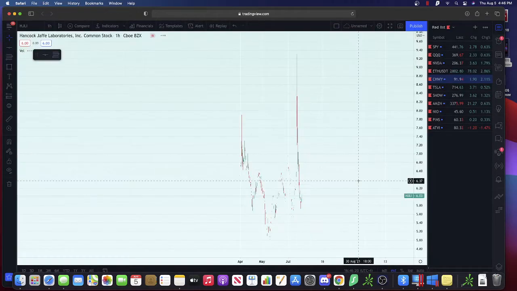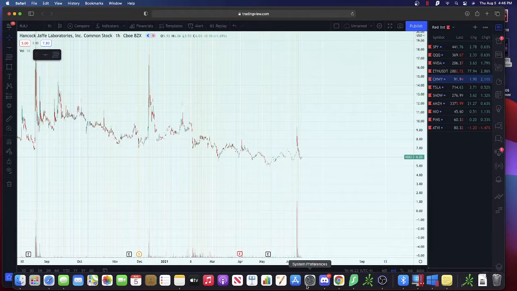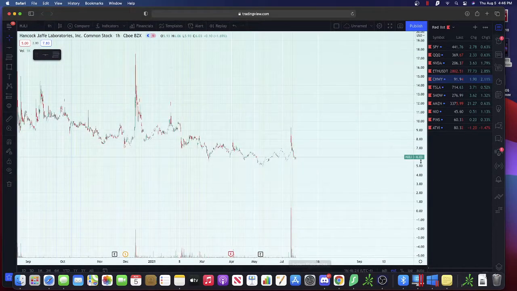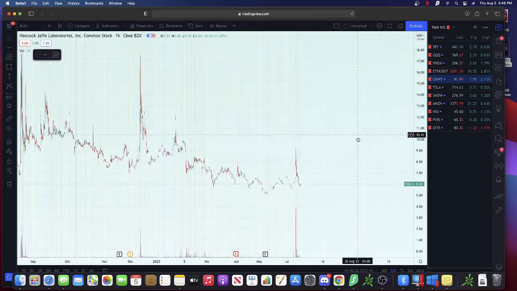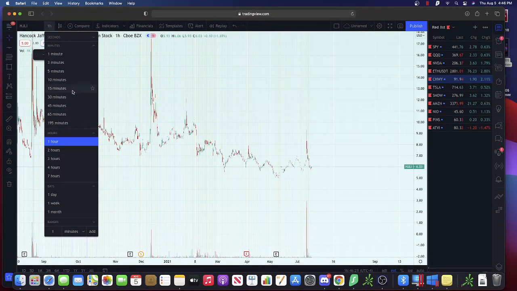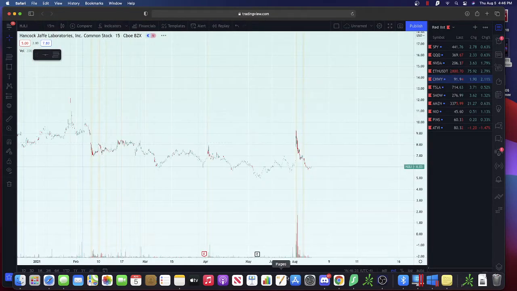Another ticker. This is a penny stock that was traded this week by some... this one's hard to see. Let's go in smaller time frames.